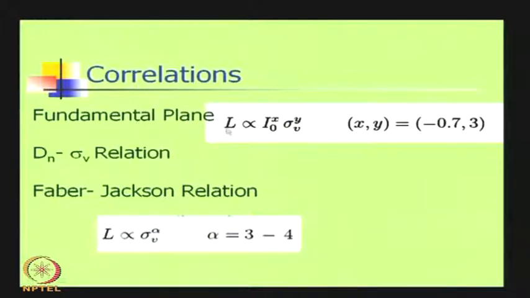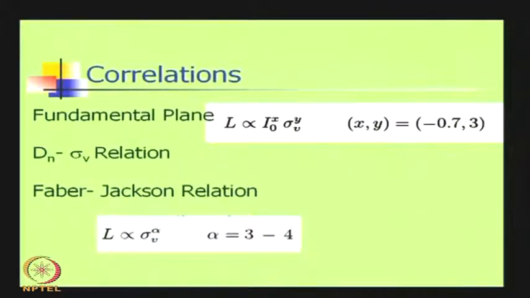Here the three properties that we are looking at are the total luminosity of the galaxy, the specific intensity at the center, surface brightness at the center of the galaxy, and sigma v. And it is found purely empirically that the luminosity is proportional to the central specific intensity to the power x and sigma v to the power y. So, this is a plane in a 3-dimensional space which has the luminosity, central specific intensity, and sigma v as the axes. It is called the fundamental plane relation.